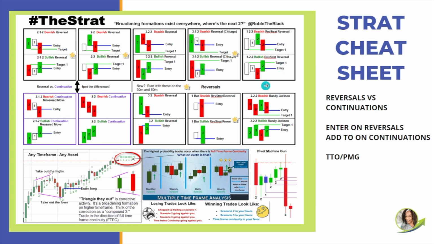So another one I want to point out as far as corrective activity is the Randy Jackson. Usually this occurs during some type of trend. So for example, you have a bearish downtrend. You have a corrective move here, where basically it took out these people here, and then it reversed, and your entry is the low of that candle, and your target is the low of the previous candle.